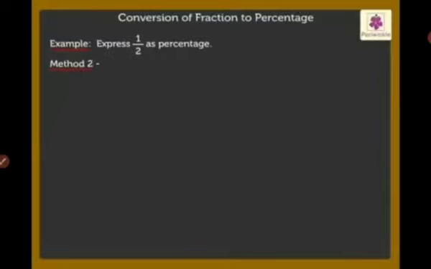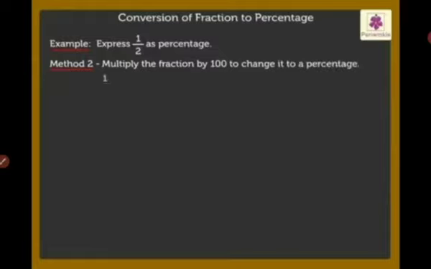Now, in method 2, we will be multiplying the fraction by 100 to change it to a percentage. Therefore, 1 upon 2 is equal to 1 upon 2 into 100%. Now, reducing it to its lowest terms, we get the answer as 50%.